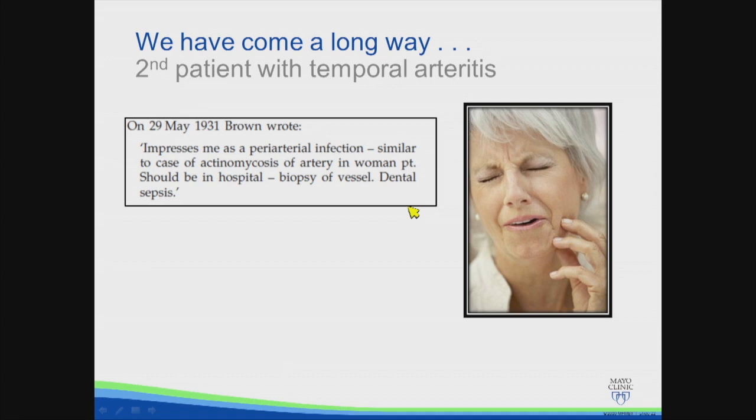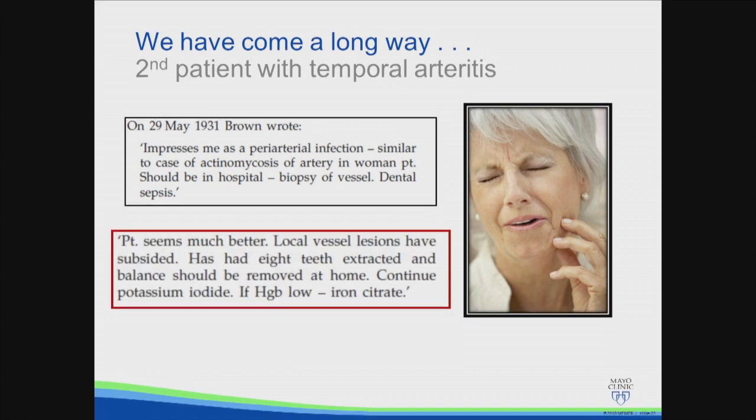So this is 1931. They said the patient looks better. They thought it was from her teeth. They pulled 8 teeth for this individual and said, you know, the rest of her teeth should be taken out when she goes home. And they gave her potassium iodide, which in those days was used for infections. So this is 1931, and we've, again, come a long way.